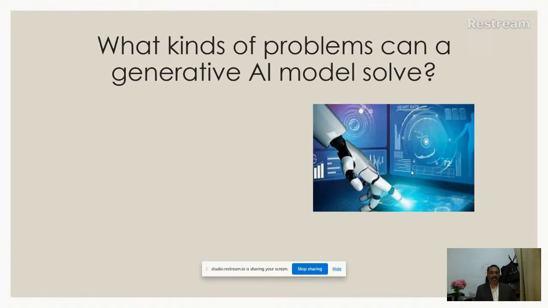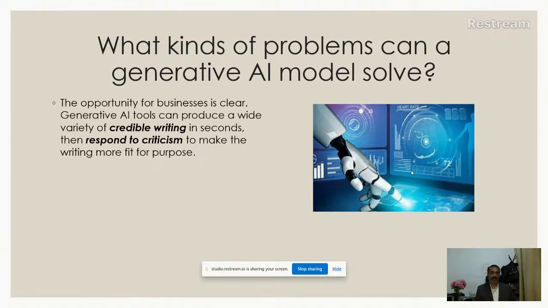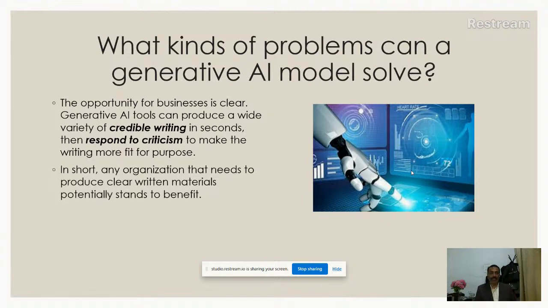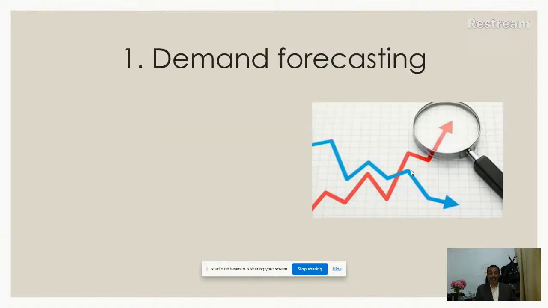What kind of problem can a generative AI model solve? Of course, one of the primary applications being used by ChatGPT is credible writing in seconds and also responding to criticism, but our application is much more different and advanced. Let us see some of the case studies relevant to supply chain use cases.